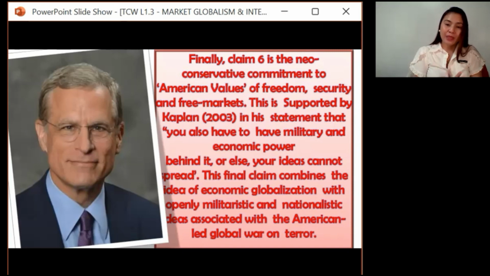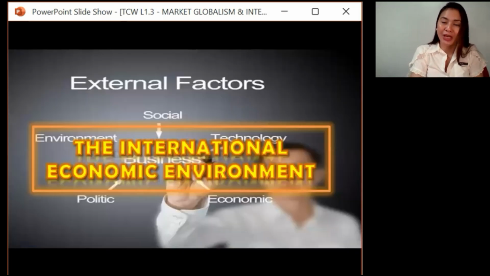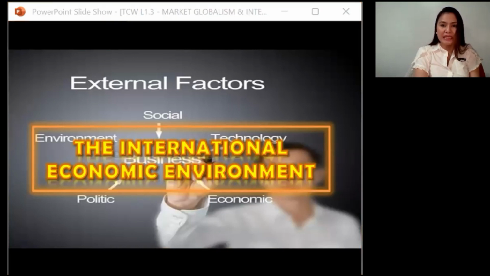Okay, so moving on, we will now talk about another topic, and that is the international economic environment. So what is the international economic environment? Basically, it is one system all over the world which is used for trade internationally among the developed and also the developing countries, the environment in different countries.